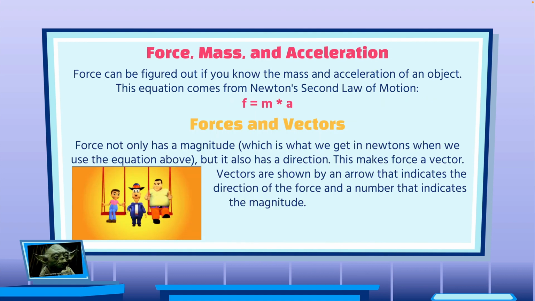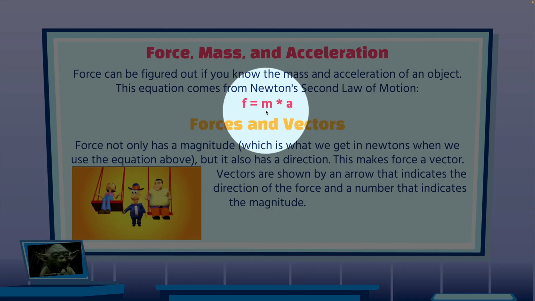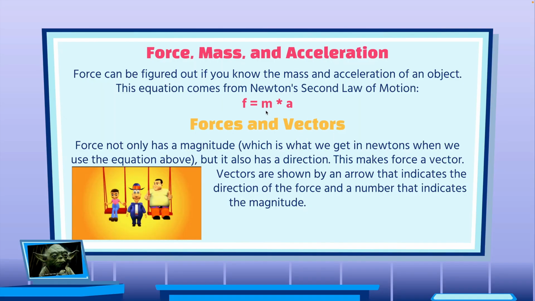Force, mass, and acceleration. Force can be figured out if you know the mass and acceleration of an object. This equation comes from Newton's second law of motion. Force equals mass times acceleration.